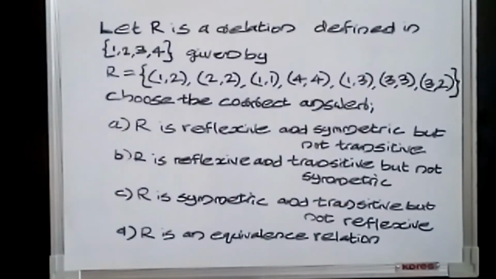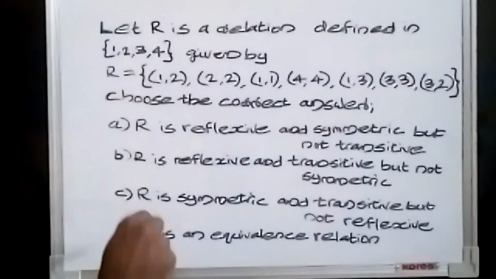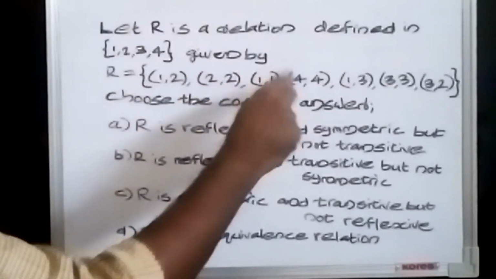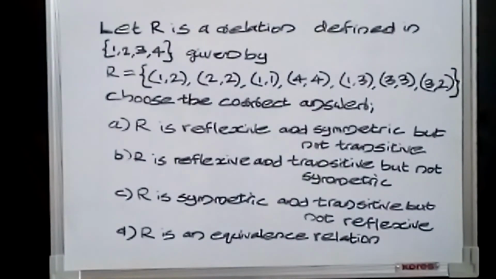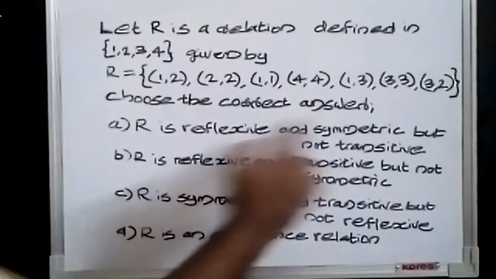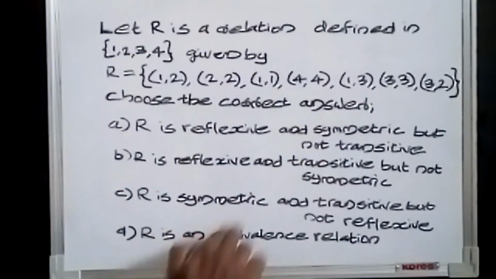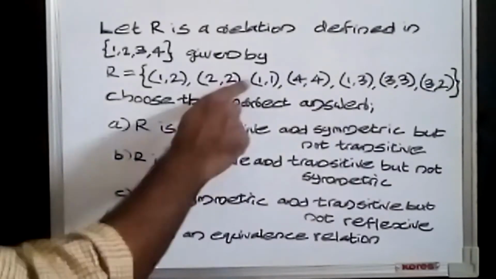Please look at this problem. Let R be a relation defined in the set {1, 2, 3, 4} given by R equal to {(1, 2), (2, 2), (1, 1), (4, 4), (1, 3), (3, 3), (3, 2)}. Choose the correct answer. R is reflexive and symmetric but not transitive. Reflexive and transitive but not symmetric. Symmetric and transitive but not reflexive. And the fourth option is R is an equivalence relation. Let us check it one by one. Is the relation reflexive?